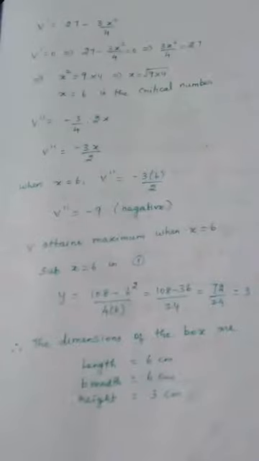So everything is based on same concept. First differentiation, putting equal to 0, critical number, second differentiation, substitute the critical number in second differentiation. Negative means maximum, positive means minimum. This is what we have been doing in the previous 4 to 5 sums. Going to the next sum.